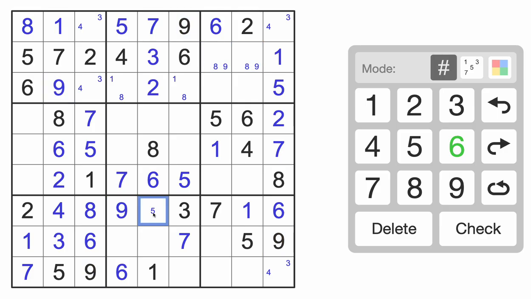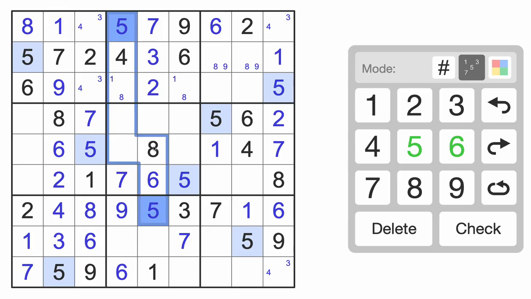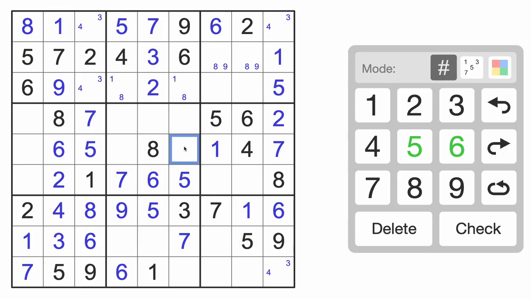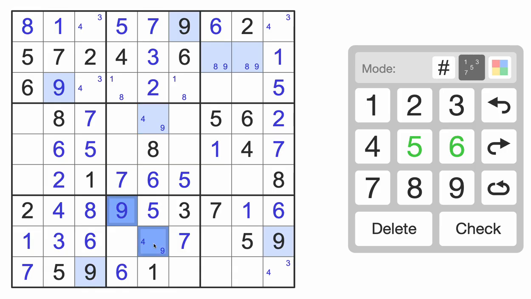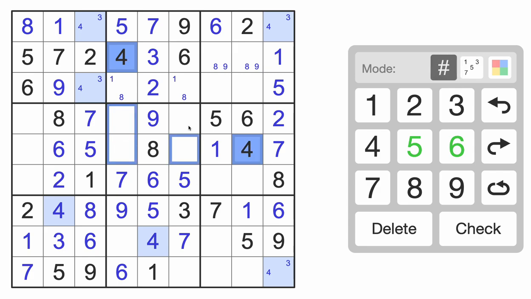That gives me 9 and 5. And 5, 5, 5 gives me... Oh, no, sorry. Ooh, that was close. Sorry, 5 is already placed. These are 4 and 9. Yeah, 9 here gives me 4 and 9. 4 and 4 block these, gives me 4 here. Okay, 4 and 4 gives me 4 here.